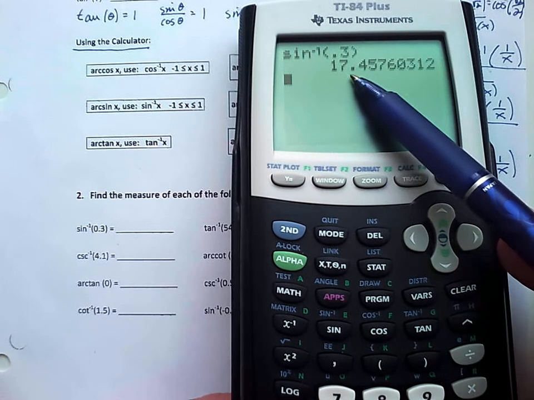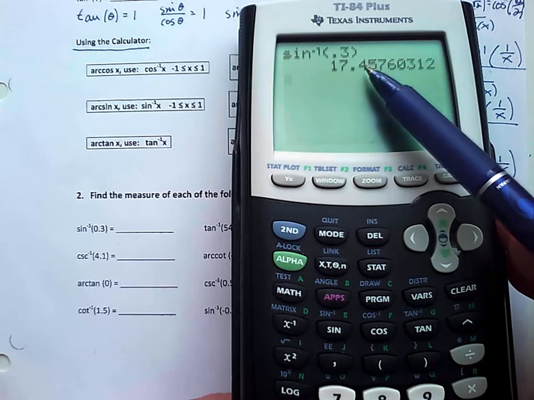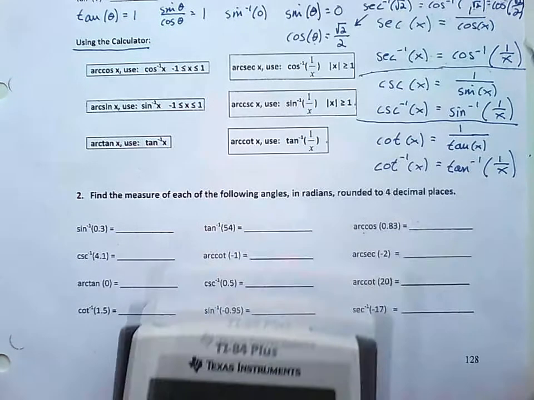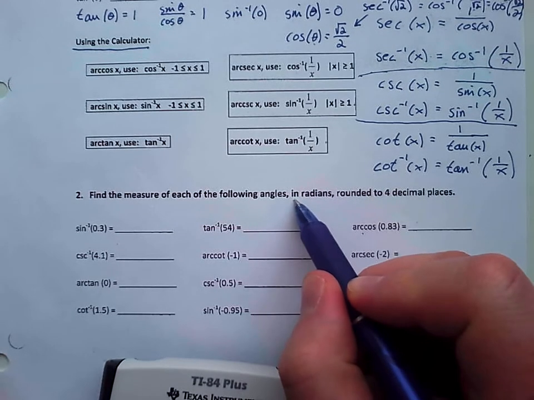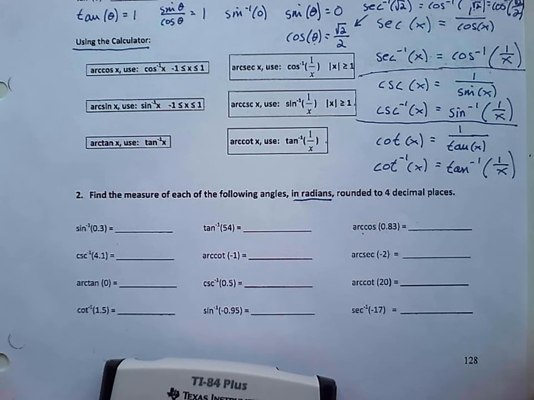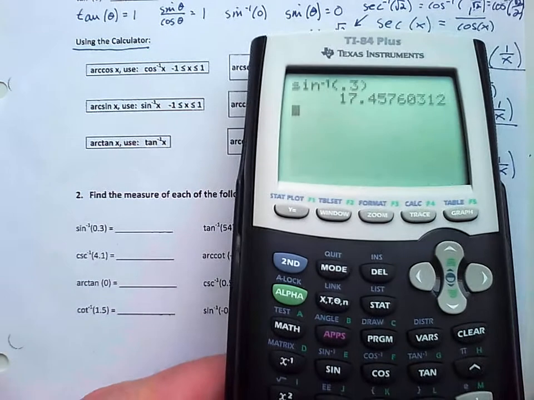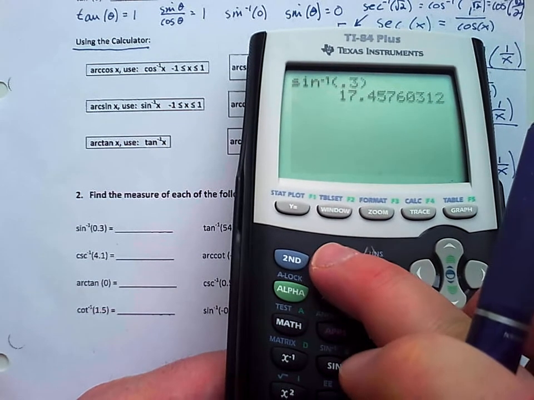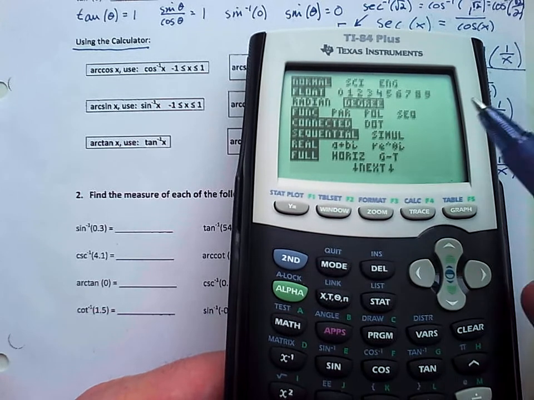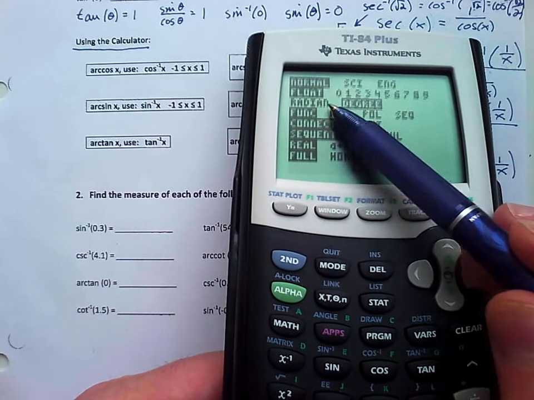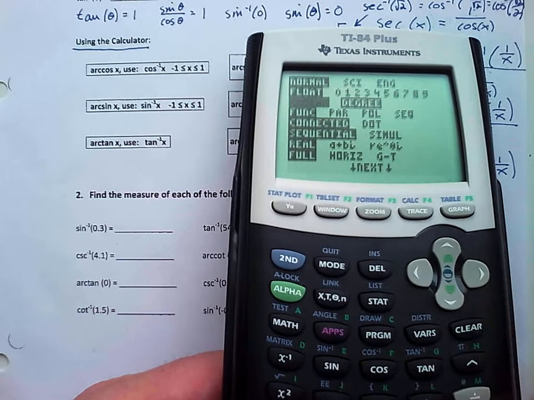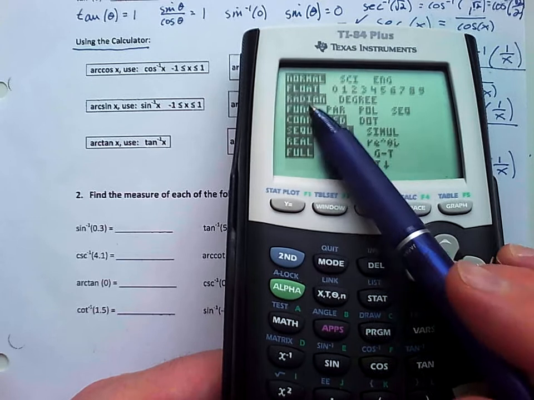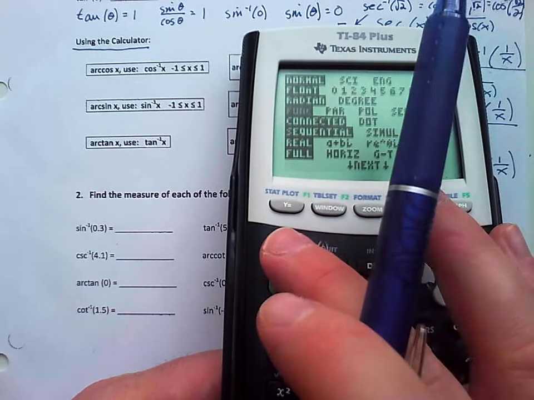Now, if you get a number that says 17 right here, this should give an indication that we're in degree mode. This right here is degrees. But our problem is asking us to give it in terms of radians. So the question is how do we go from degrees to radians? Well, in order to do that, if you click on the mode button, you can see that right here I have degrees highlighted instead of radians. Scroll down to radians, hit enter. That box now just switched over to radians.